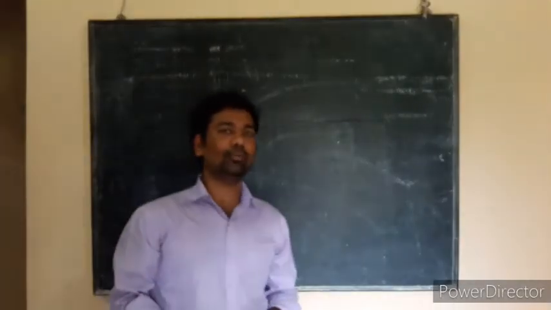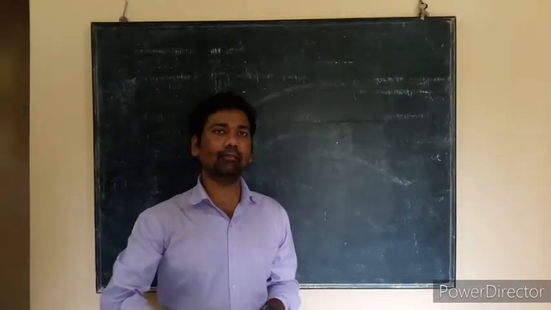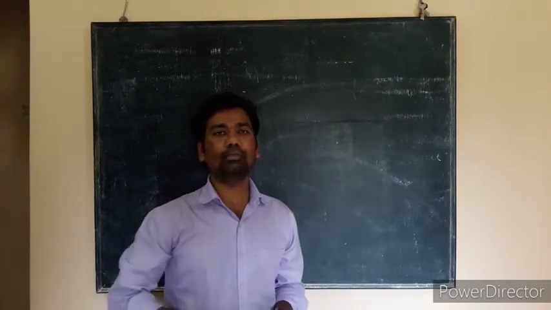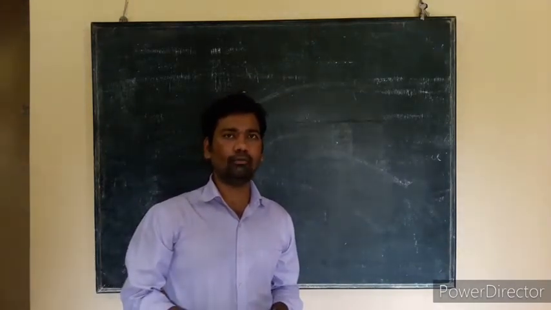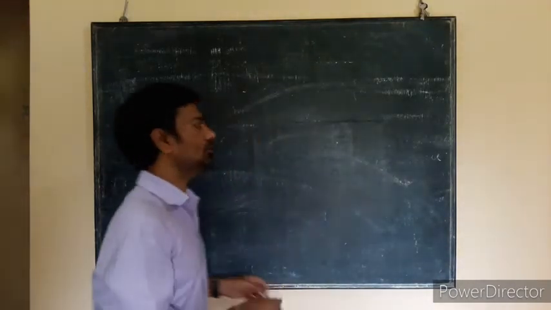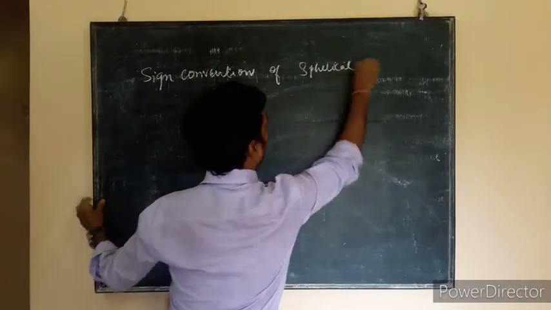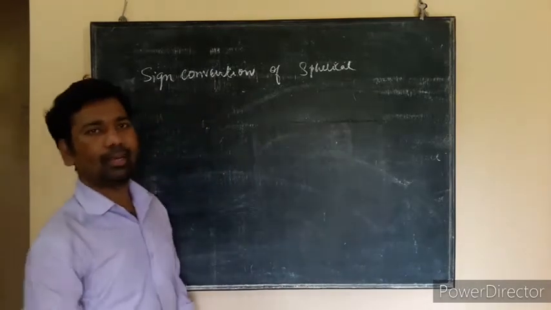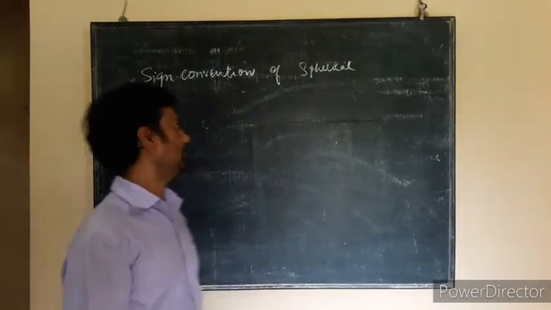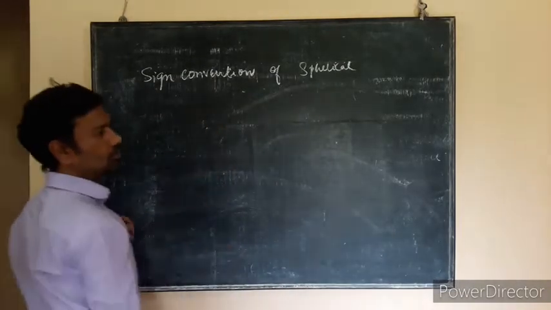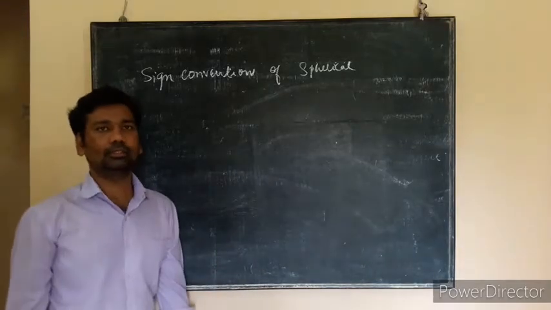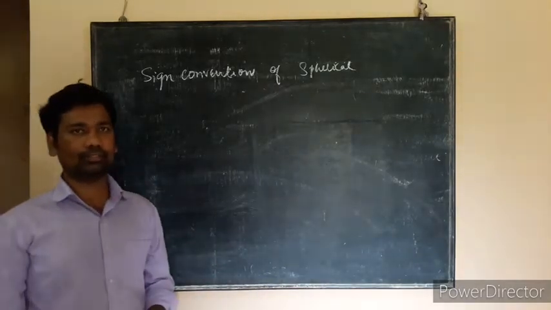So one more new topic, that is sign convention. This is very important to solve the problems related to a concave or a convex mirror. It may be a concave or it may be a convex mirror, you can consider. This is also called the new Cartesian sign convention.